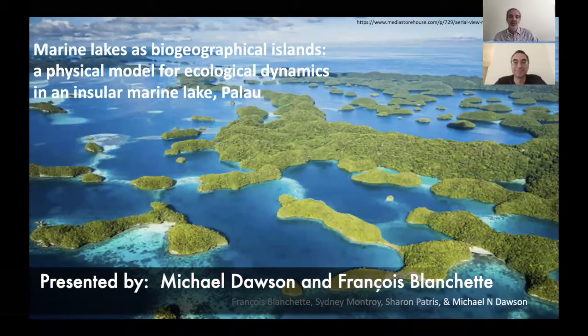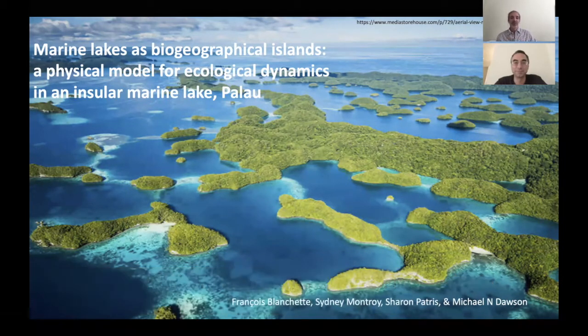Hey, so we're all familiar with terrestrial islands, but island-like systems exist in other environments too, such as the sea. We call them marine lakes, which are bodies of seawater entirely surrounded by land.